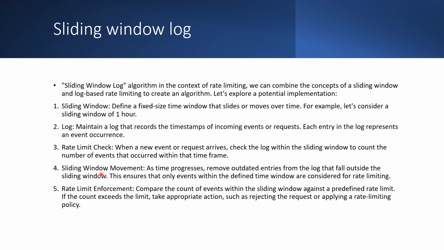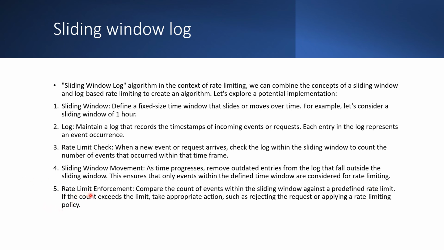Fourth one, sliding window movement. As time progresses, remove outdated entries from the log that fall outside the sliding window. This ensures that only events within the defined time window are considered for rate limiting.